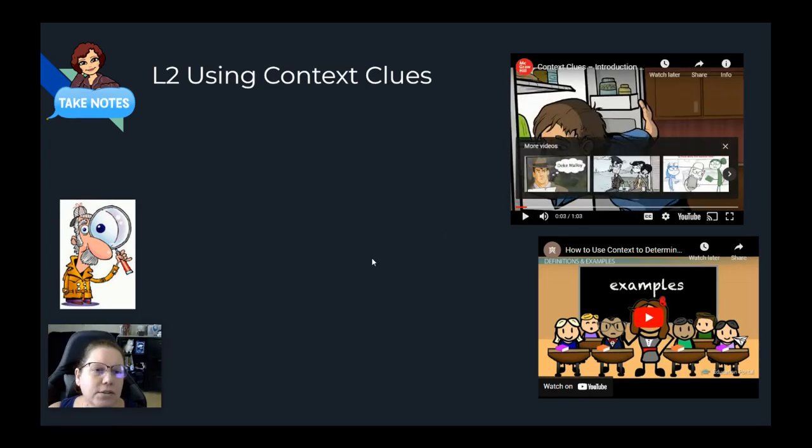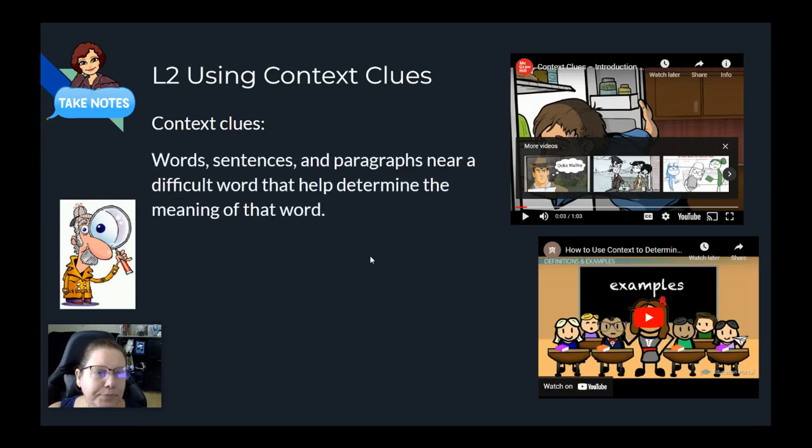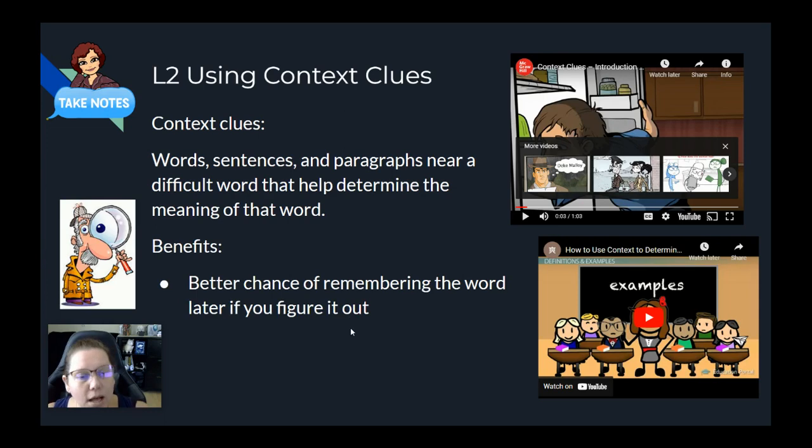Using context clues is when you use words, sentences, or even the paragraphs near a difficult word, and that helps you to determine the meaning of the word. Okay. Now, what are the benefits to using context clues? Well, you have a better chance of remembering the word if you actually figure out what it means.